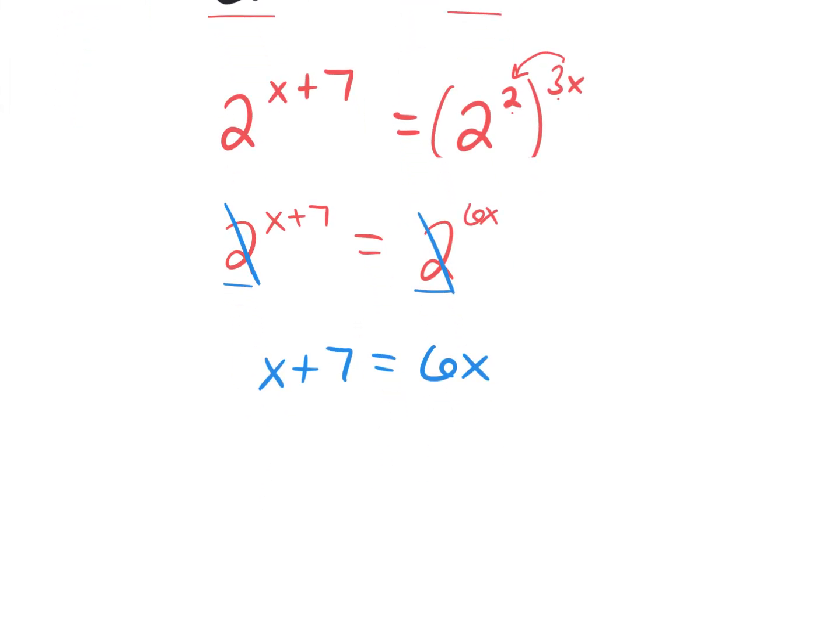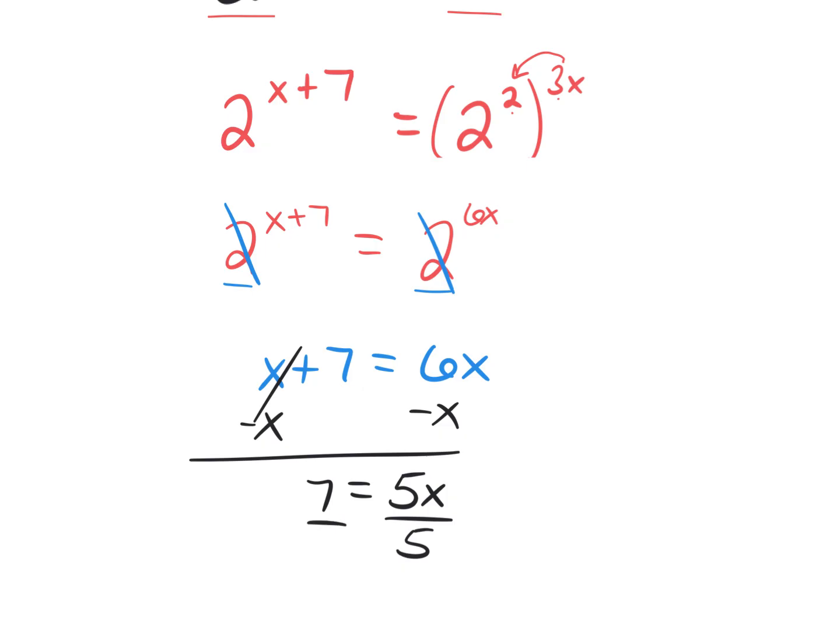I want to get all the x's on one side. So let's subtract x on both sides. So we have 7 equals 6x minus 1x is 5x. What's my last step here? Divide by 5. I know this doesn't come out very nicely, but we're just going to leave this as x equals 7 over 5.